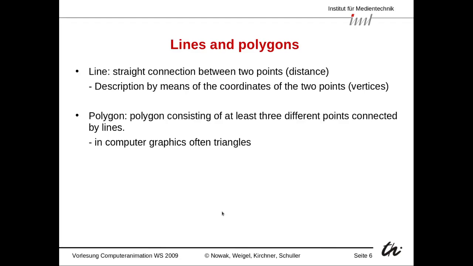So then we come to lines and polygons. A line is a straight connection between 2 points, and this is a description by means of the coordinates of the 2 points, which we call vertices. A polygon consists of at least 3 different points connected by lines. Right. So, and that's actually the most often used polygon, a triangle. So here in computer graphics we often have triangles.